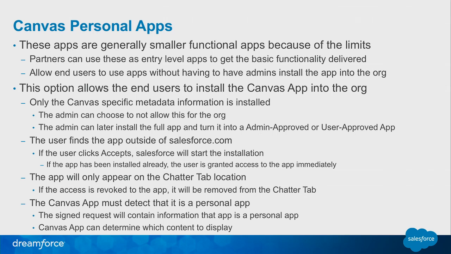So if you have things in your Canvas app that rely on an Apex class or a Visualforce page, note that you're not going to get that in the personal app unless the admin installs it. Once the admin installs the app into the org, it's no longer a personal app in that org. It then turns into an admin-approved or a user-approved app.